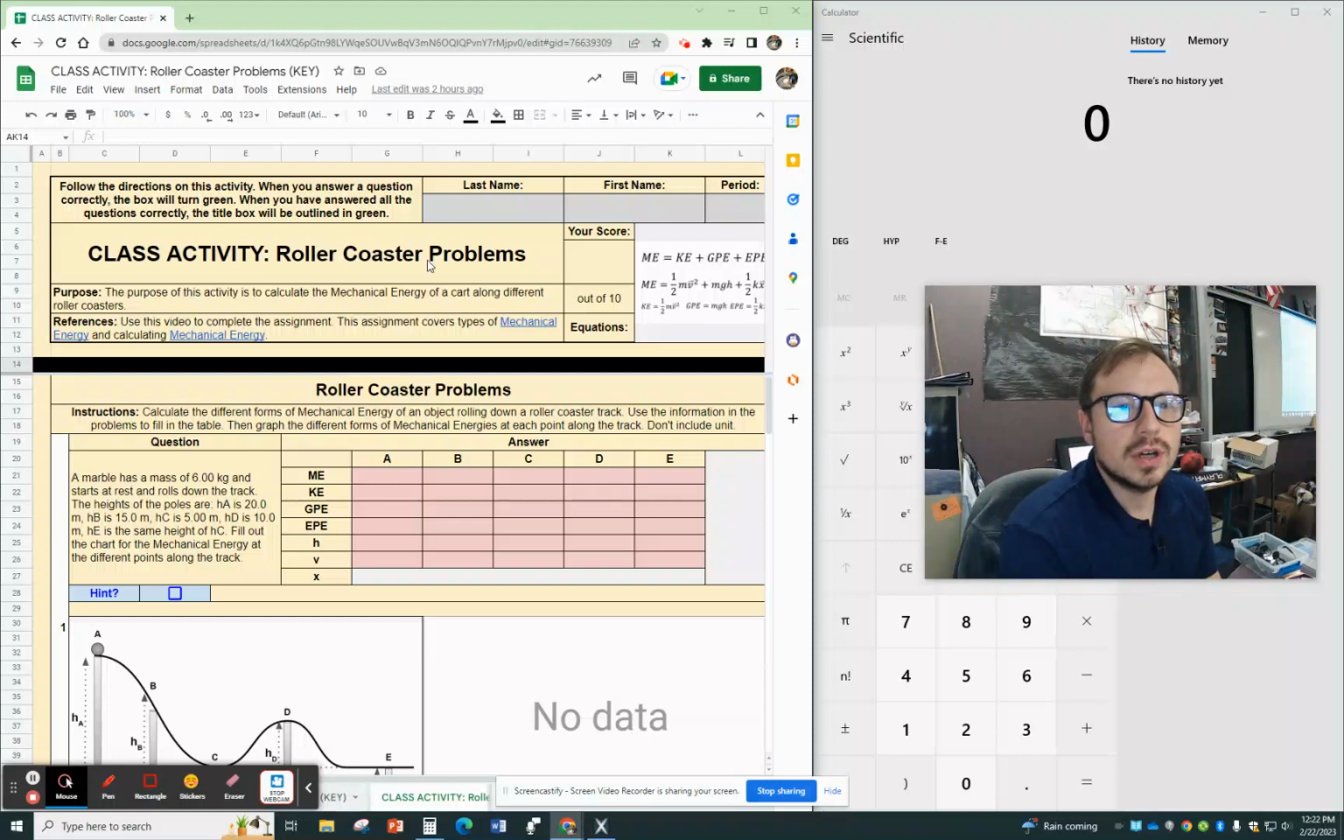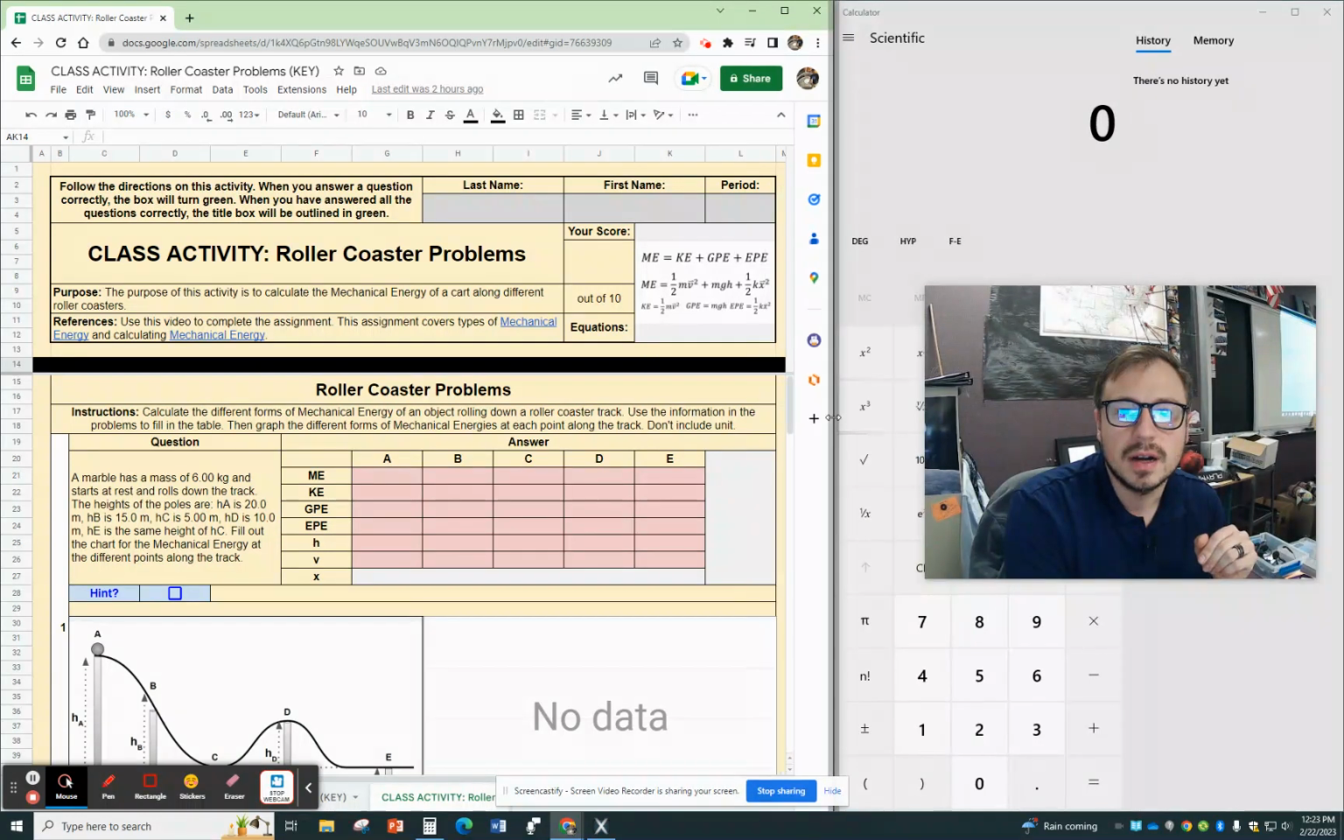This is the roller coaster problem. So the purpose of this activity is to calculate the mechanical energy of a cart or a marble going along different roller coaster tracks. So use the video to complete this assignment. Of course, I'm going to post this video, and I'll also post a couple of other videos that might help you out along with this assignment.